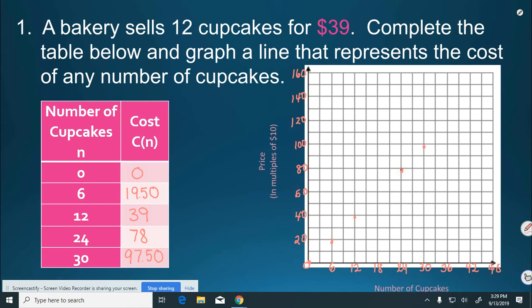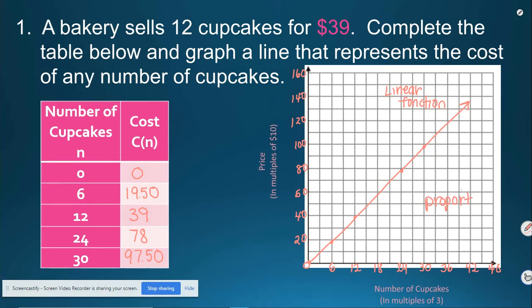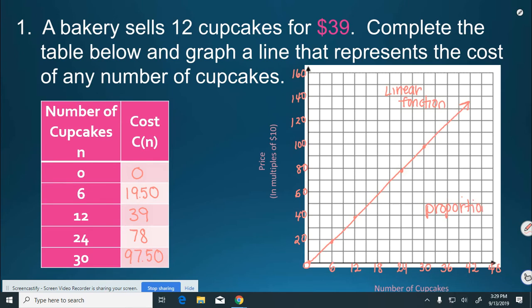And all of these points line up perfectly in a straight line, which means not only is this a function, but it's what we call a linear function. And since it crosses through the origin, it's what we know is called proportional. It's got a proportional relationship. And that you learned last year in your math class. All right, so now we're going to use that information to come up with an equation.